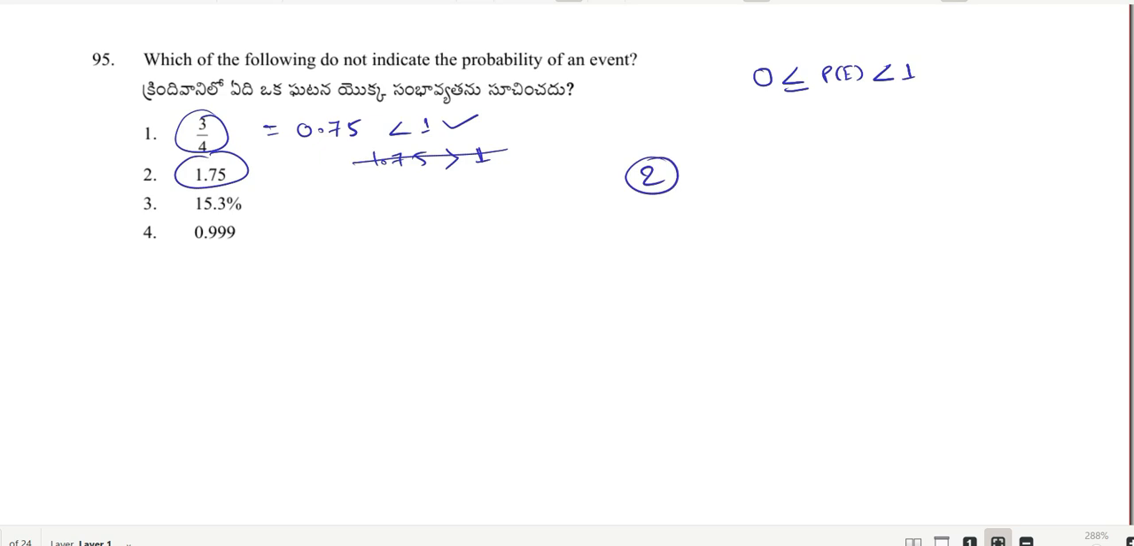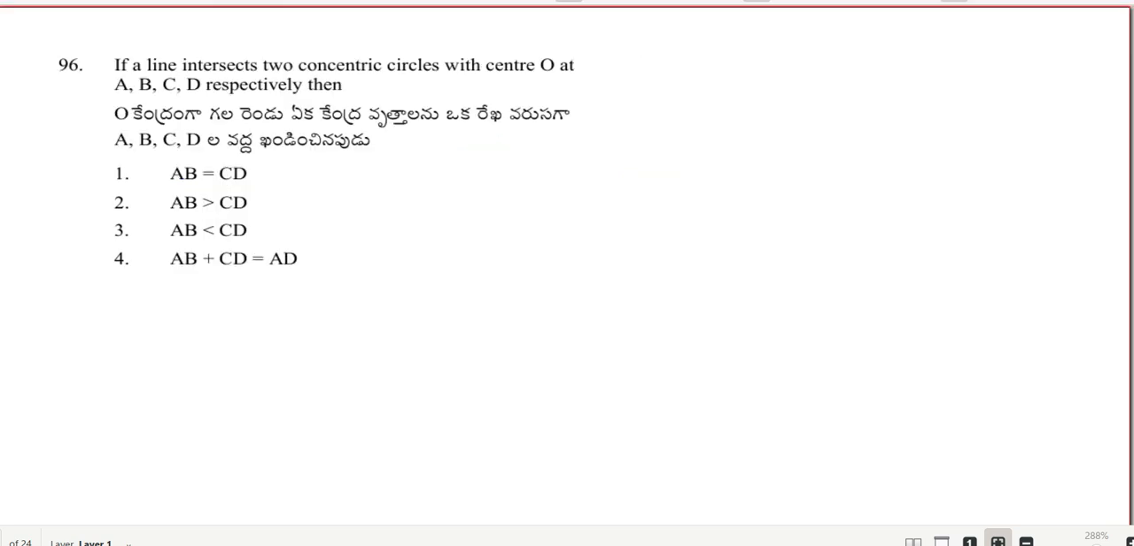Okay, now let us see the next question. If a line intersects two concentric circles with center O at A, B, C, D respectively, we are asked to find a relation between AB and CD. For that, let me draw two circles with the same center O. Okay, if I take a line A, B, this is O, C, D. So from this, we should find the relation between AB and CD.